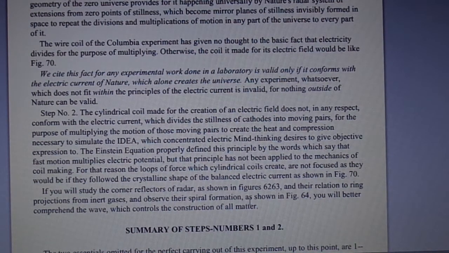The Einstein equation properly defined this principle by the words which say that fast motion multiplies electric potential, but that principle has not been applied to the mechanics of coil making. For that reason, the loops of force which cylindrical coils create are not focused as they would be if they followed the crystalline shape of the balanced electric current as shown in figure 70.